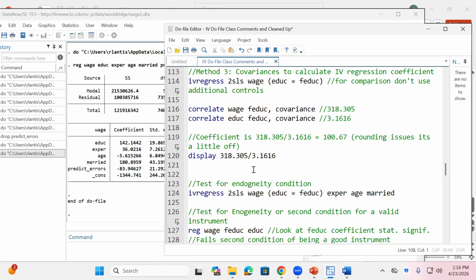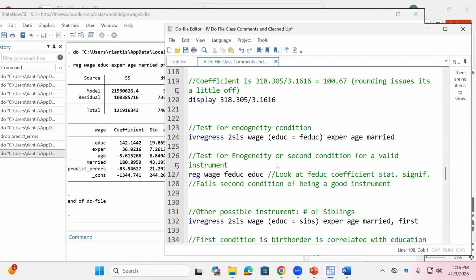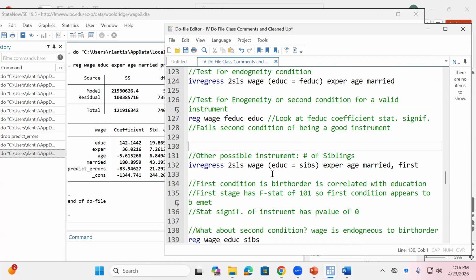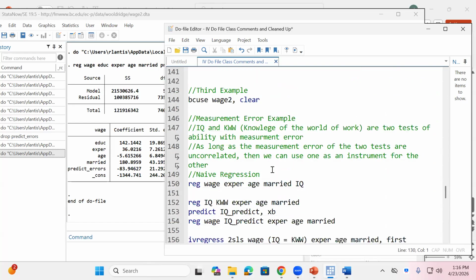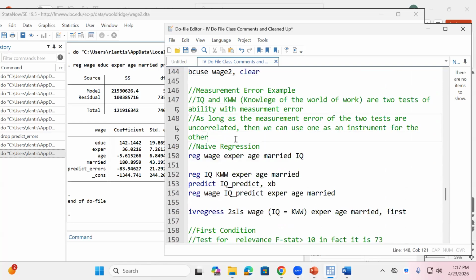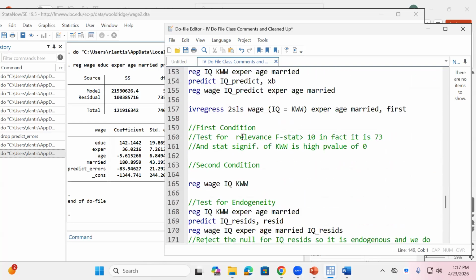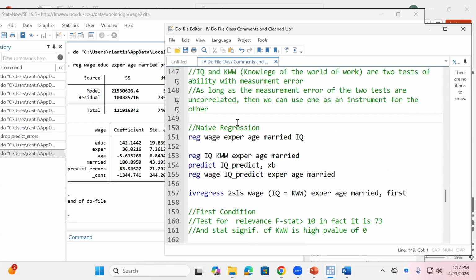So we already went through this father's education example. We've got another example here, and just for the sake of time, because I think we're going to run out of time today, I'm probably a little long-winded, but we'll go through another one. Let's say I have a similar setup, but now I want to predict wages using somebody's IQ.